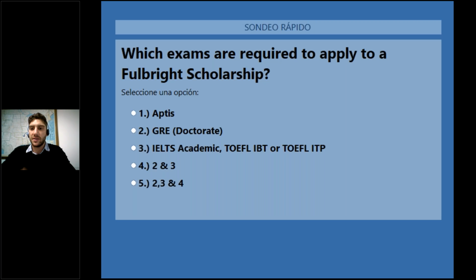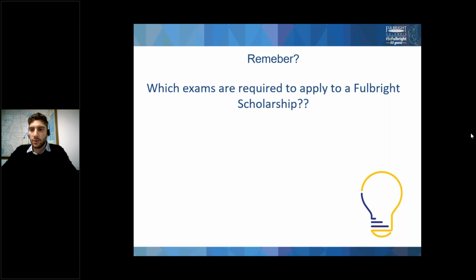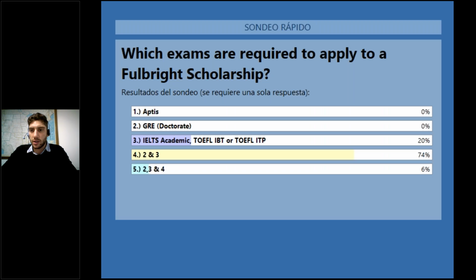Okay, it looks like 78% of you have voted. It's okay with me. I'm going to close that poll. We're going to share it. So the majority of you voted 2 and 3, which is the correct answer. So the GRE for the doctorate level, and then we also accept the IELTS academic, the TOEFL IBT, and the TOEFL ITP. So very good for those of you who guessed that.